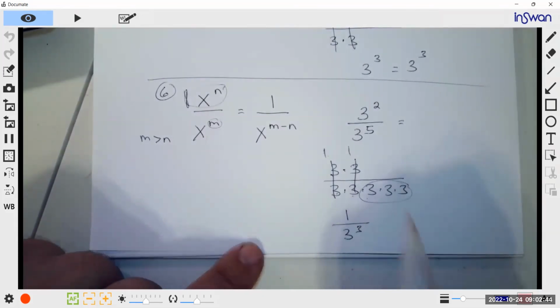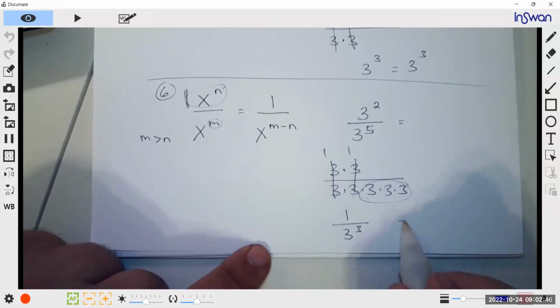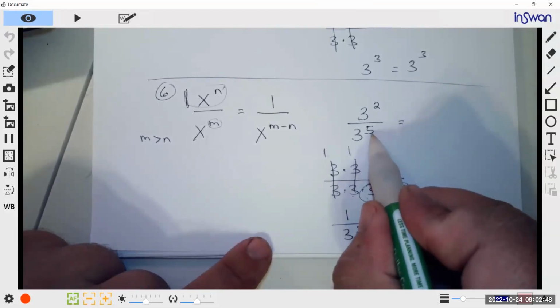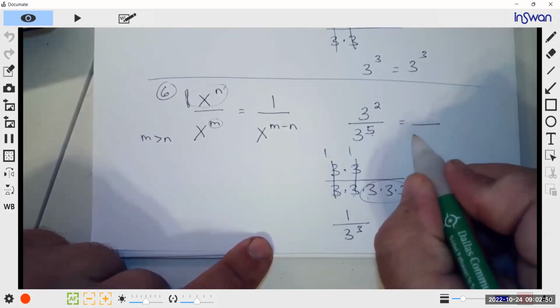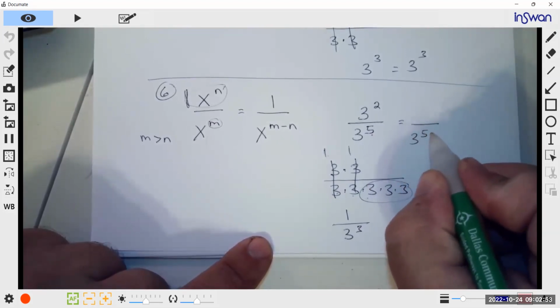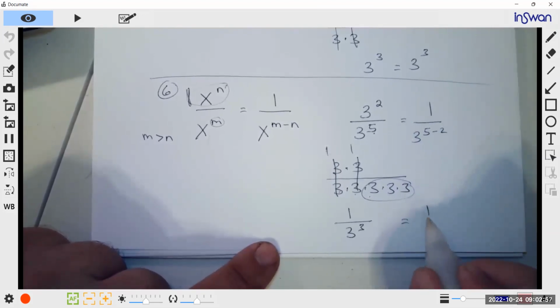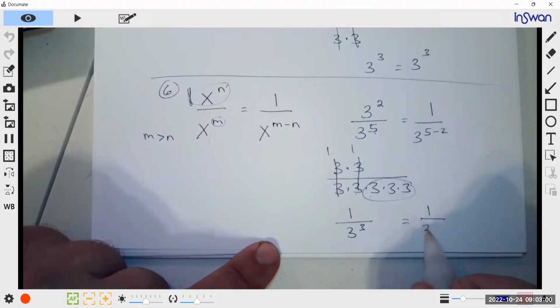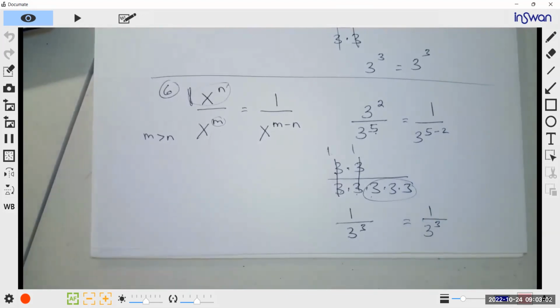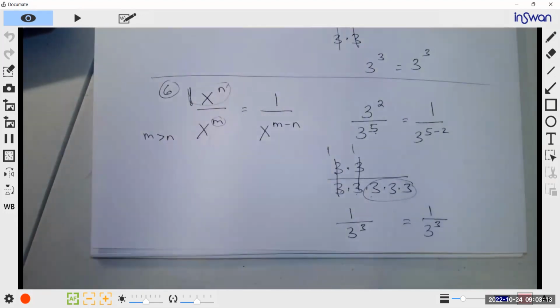We have these 3. And since the 5 is on the bottom, I could subtract the bigger minus the smaller, and there's one on top. 5 minus 2 is 3. So whenever you have the same numbers, same bases, top and bottom, always subtract the bigger minus smaller.